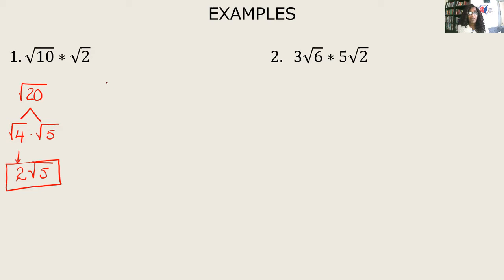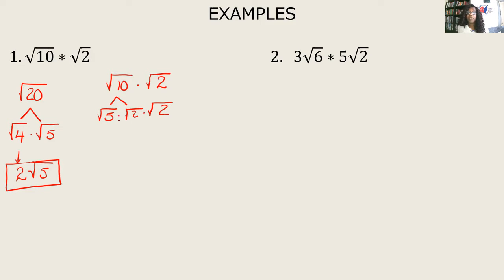So if I simplify first, I'm just going to rewrite over here. So I got the square root of 10 times the square root of 2. I'm going to try to break down. The square root of 2, I can't break it down, so I'm just going to bring it down. The square root of 10, I can break down into 2 things. I got my square root of 5 times the square root of 2.